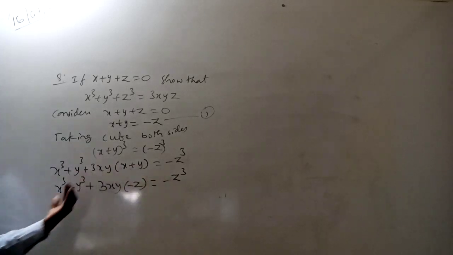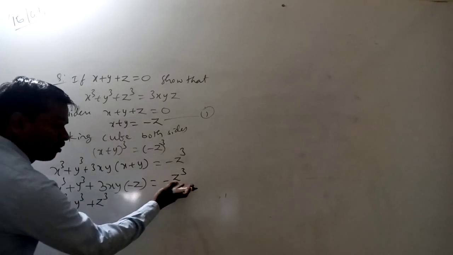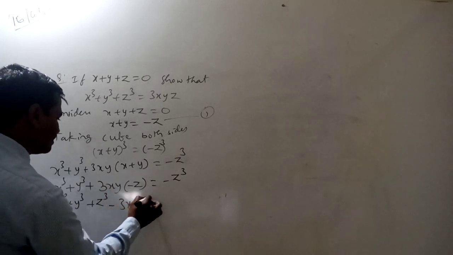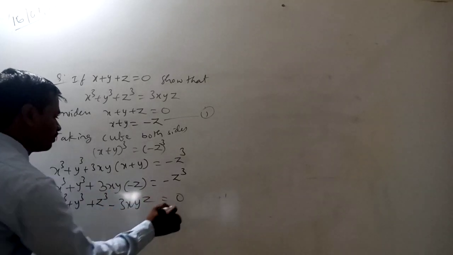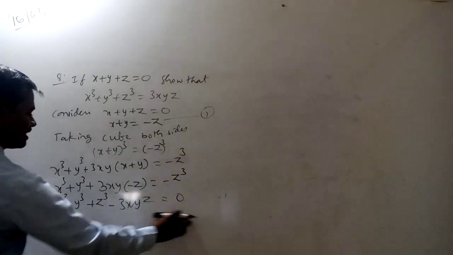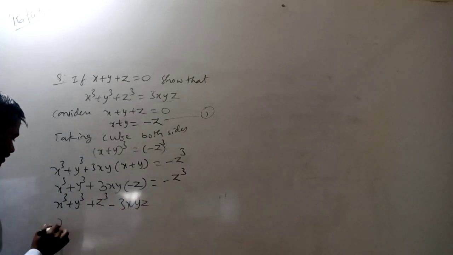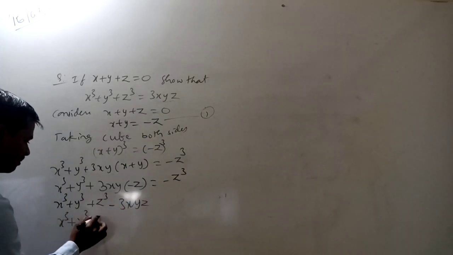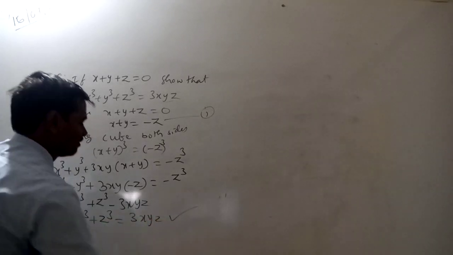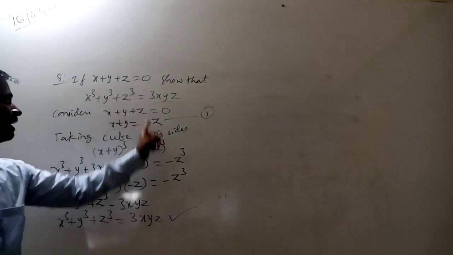Now we will shift that z cube to this side. x cube plus y cube plus z cube. Minus z cube will become plus z cube. Plus into minus gives minus 3xyz equal to 0. Shift this term to that side. 3xyz, shift to that side. x cube plus y cube plus z cube equal to 3xyz. That is the required formula.